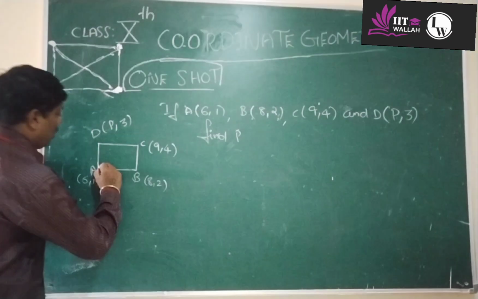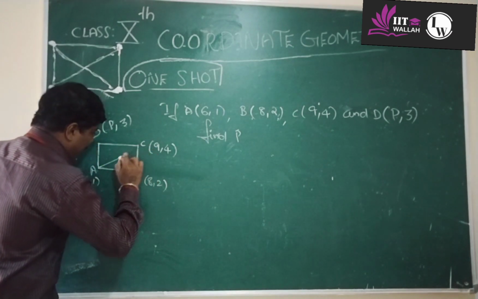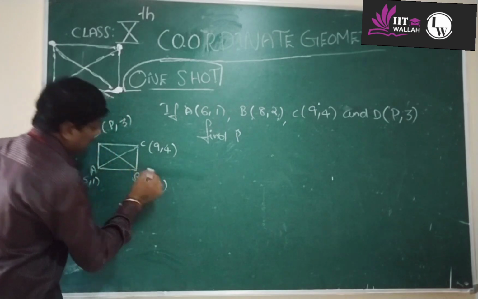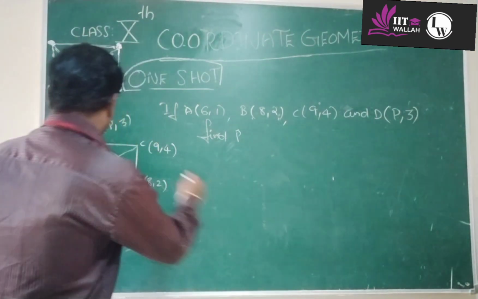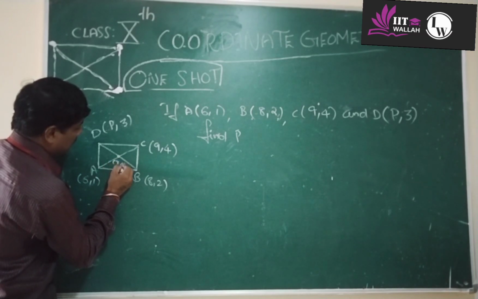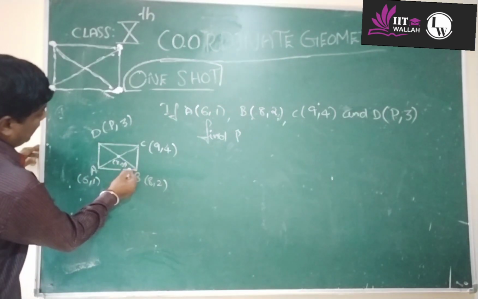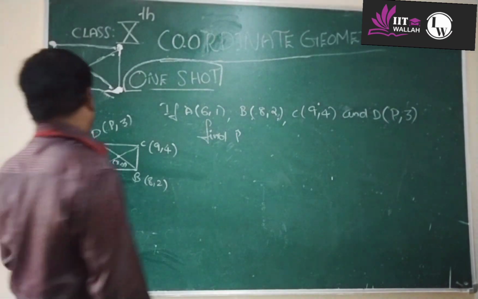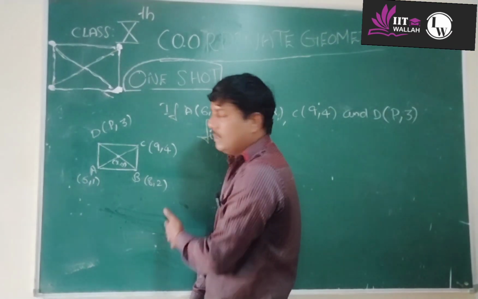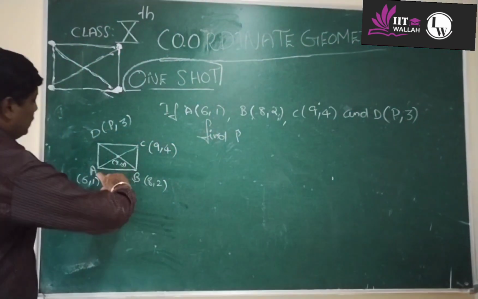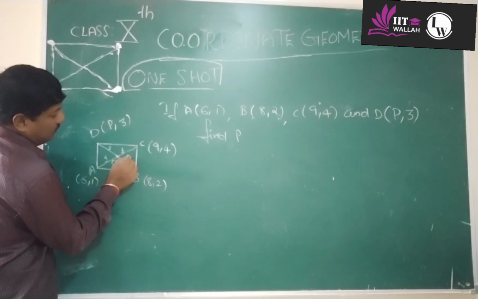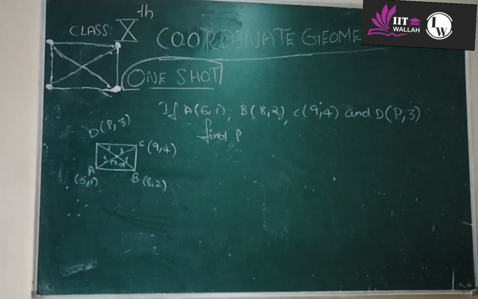And you know that the diagonals of a parallelogram bisect each other. So suppose this is the point (x, y), the common point. Okay? This is the figure. Once you draw this figure, the remaining thing is very easy, because this is the midpoint of this. So 1 is to 1, here also 1 is to 1.